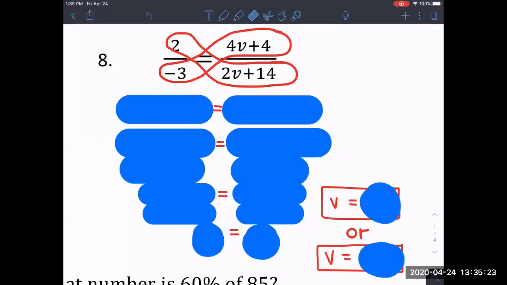Okay, so for a problem like this, it's a little more complicated, but nothing really changes here. We're using the same process we always have. So you need to find your cross product. I've got my cross product circle right here now.